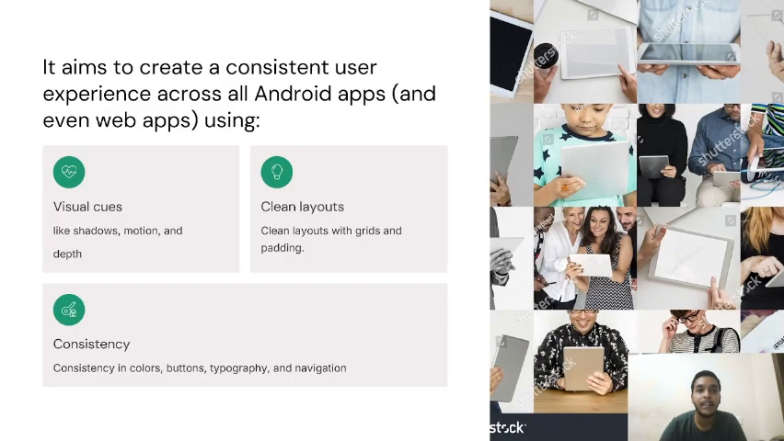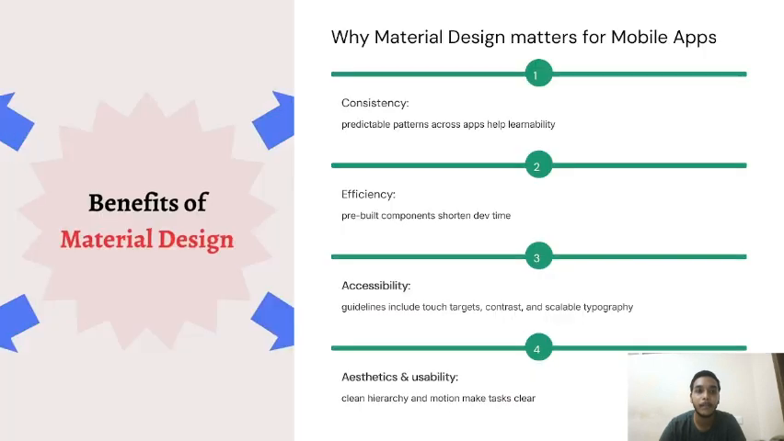As I said, material design aims to create a consistent user experience across all Android apps. This is done using visual cues, clean layouts, and consistency. We can also say these three are a set of rules for that. Visual cues like shadows, motion, and depth. Clean layouts with grids and padding. Consistency in color, buttons, typography, and navigation.